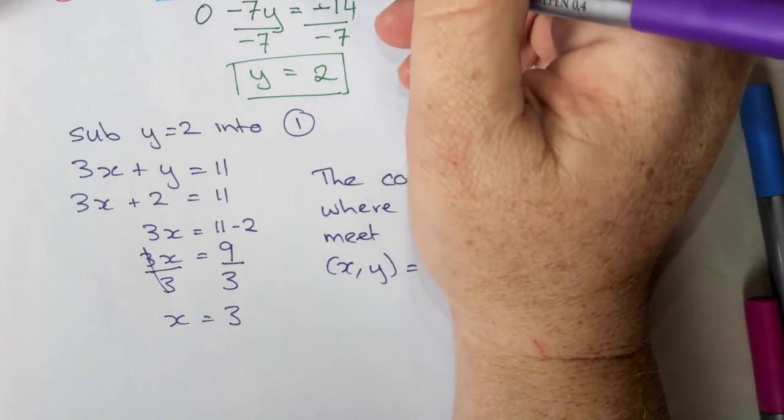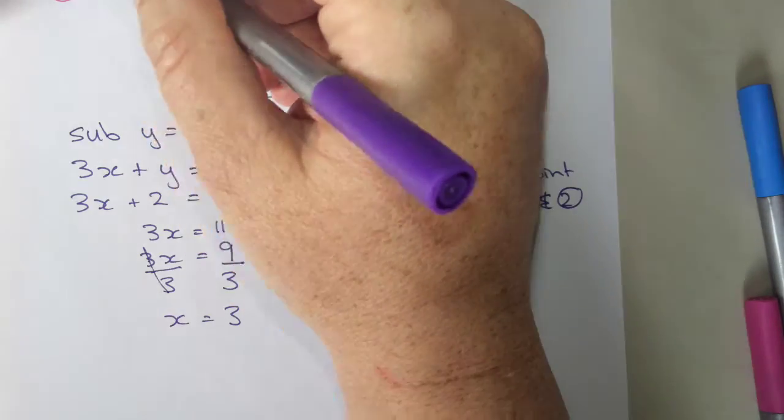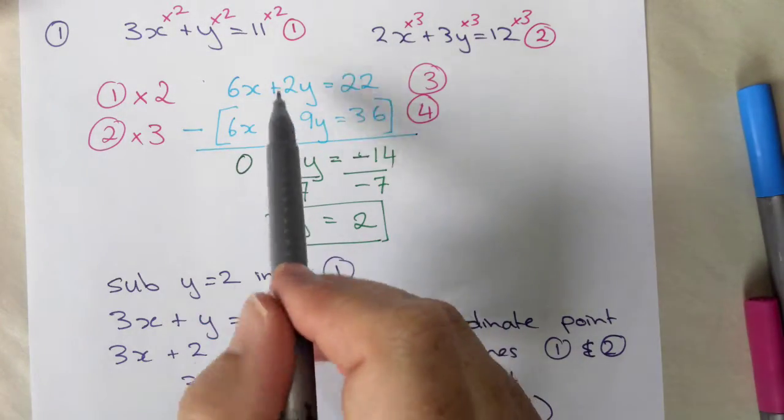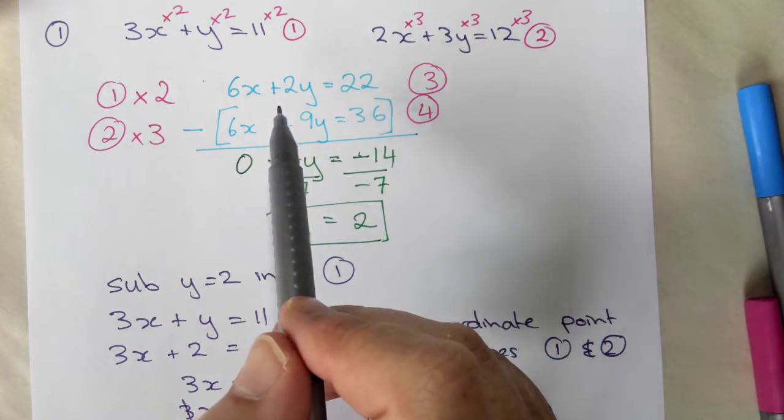Okay, so when I went through, I decided to eliminate x. Equally, we could have decided that we were going to eliminate y, in which case you would be multiplying these equations by different things in order to be able to eliminate y. So you've got choices that you can make there. Let's have a look now at example 2.